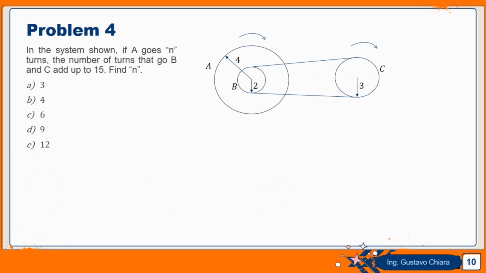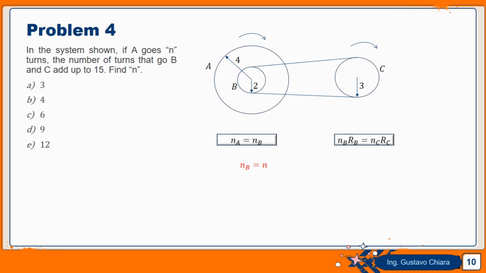Problem number 4. In the system shown, if A goes n turns, the number of turns that B and C make add up to 15. Find the value of n. So in that case, we have two concentric discs. So we know that the number of turns in both cases is equal. So using the data of the problem, we get that the number of turns of B is equal to the number of turns of A. So it is equal to n.